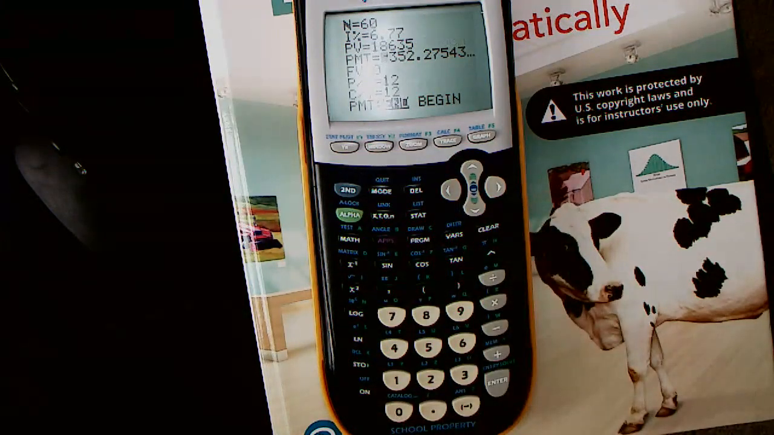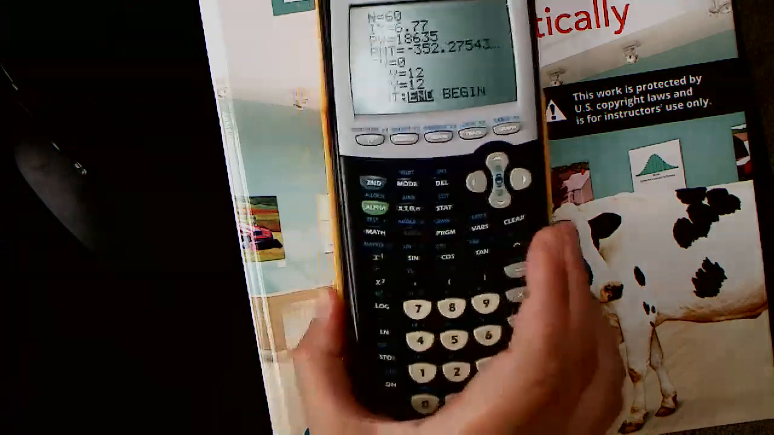So that's the loan amount. Yeah, the difference, 18,635, is the money you need to borrow. You don't have that money. You have 9,000 only. Okay, monthly payment is what we're trying to solve for.